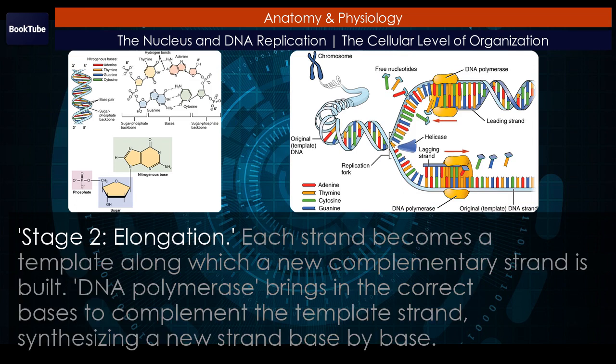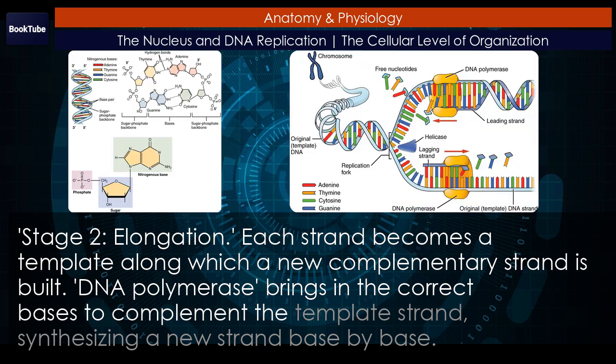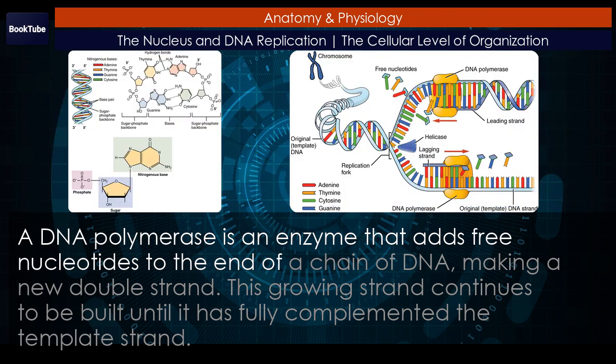Stage 2. Elongation. Each strand becomes a template along which a new complementary strand is built. DNA polymerase brings in the correct bases to complement the template strand, synthesizing a new strand base by base. A DNA polymerase is an enzyme that adds free nucleotides to the end of a chain of DNA, making a new double strand. This growing strand continues to be built until it has fully complemented the template strand.